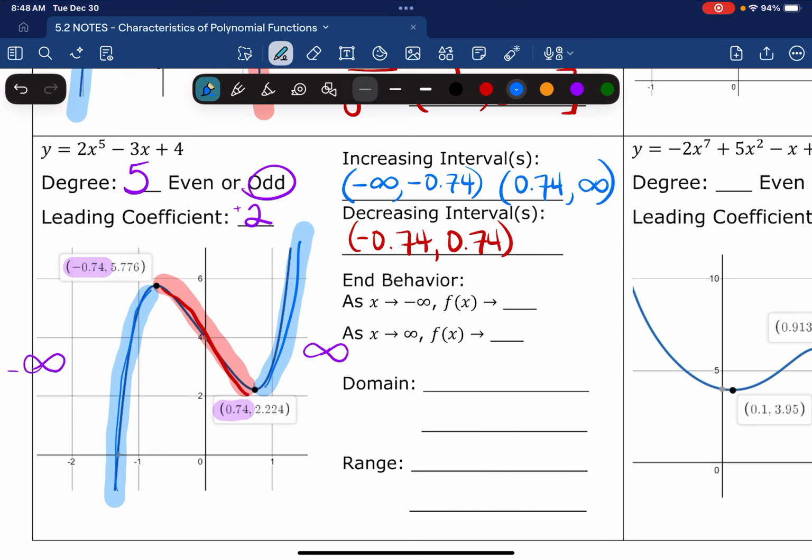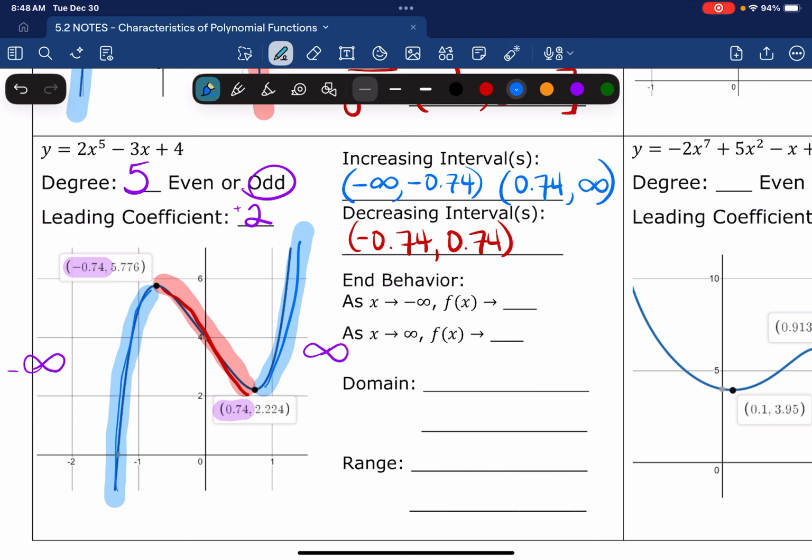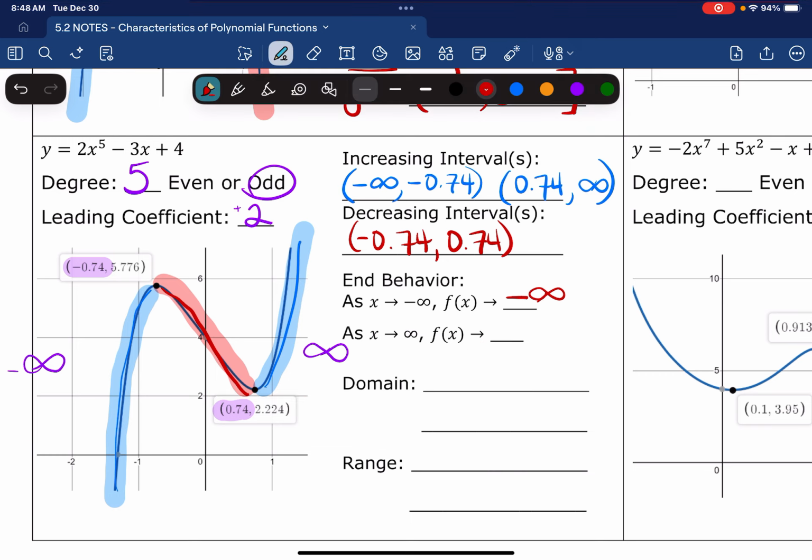Now, what are the end behaviors doing of our graph? So as x goes to negative infinity, as x moves really far left, what's happening? It's going down forever. It's moving to negative infinity. And as x approaches positive infinity, so as x moves really far to the right, what is f of x doing? It's going up forever to positive infinity.